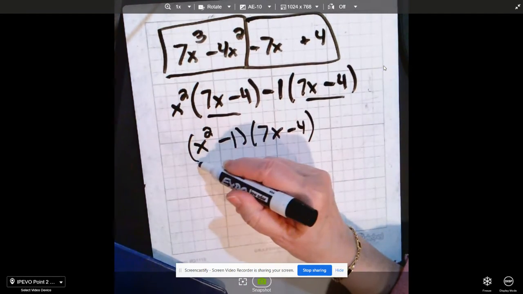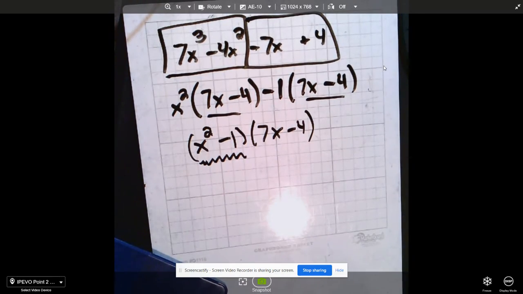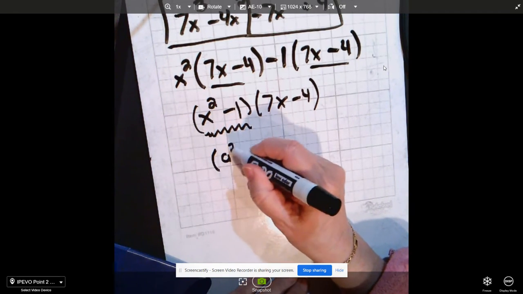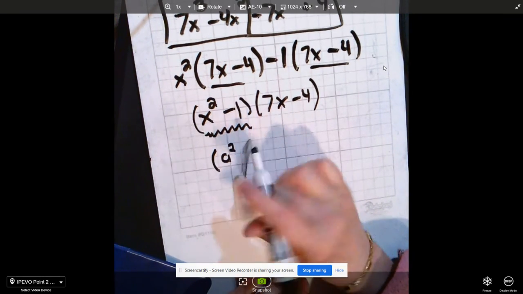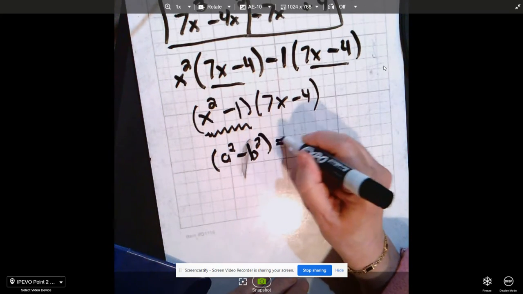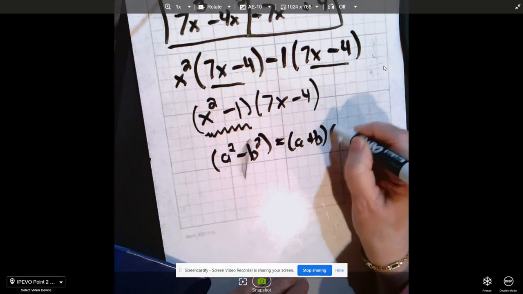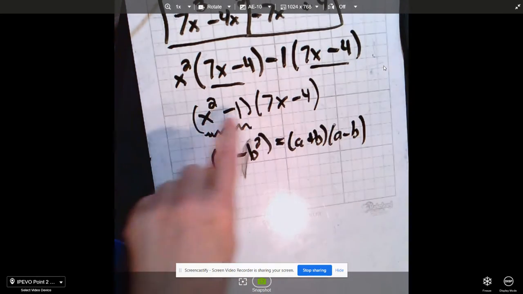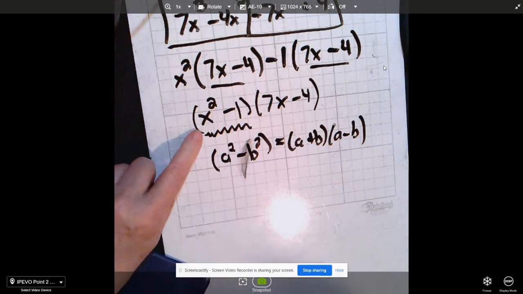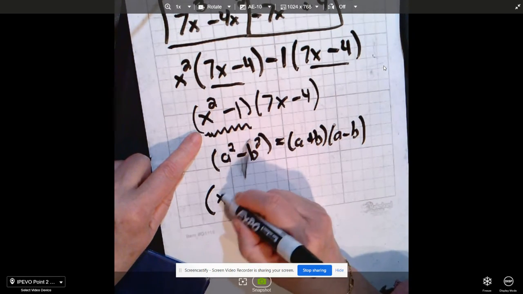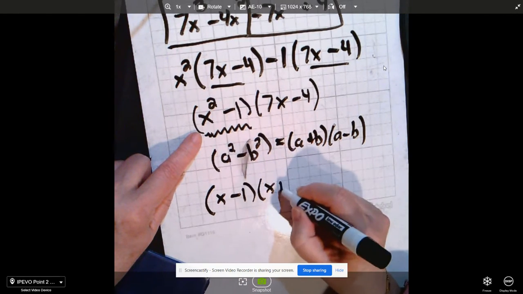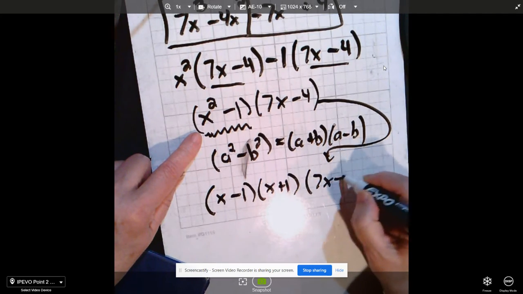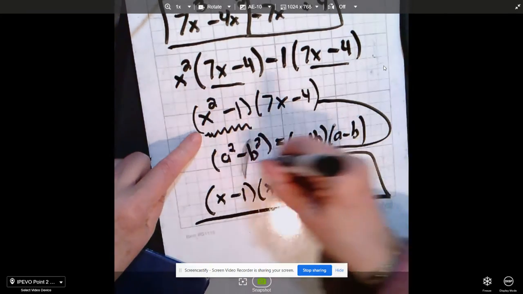But you have to remember, this is one of our special patterns that you had learned earlier. If you remember, when you have a squared minus b squared, that's going to factor to a plus b and a minus b. So you always have to look to see, can I factor this any further, especially if there's a squared there. So this is actually going to factor into x minus 1, x plus 1, and then you're going to bring this one back down, 7x minus 4. So now this is fully factored.